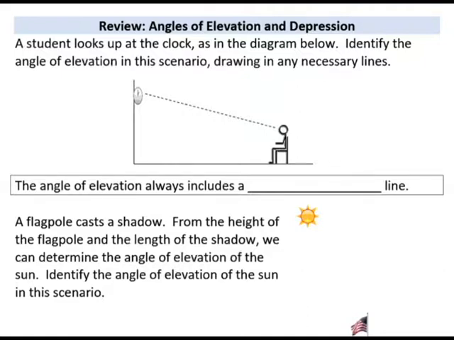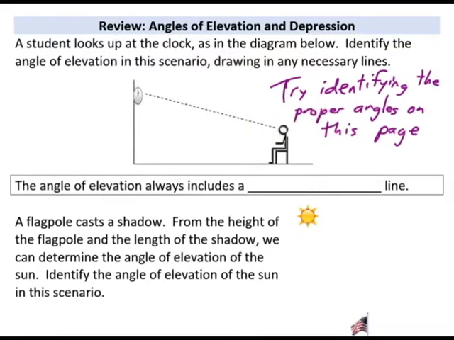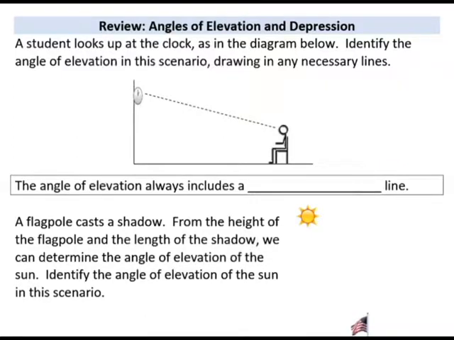Next, we have a vocabulary review: angles of elevation and depression. Take a moment, look at the diagrams, see if you remember how to do this. The angle of elevation in the first scenario is the student's elevated line of sight, the angle formed from the normal line of sight and the elevated line of sight.